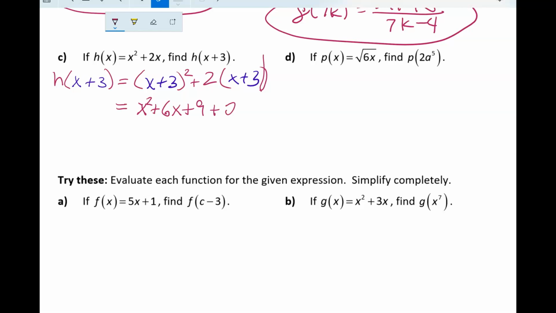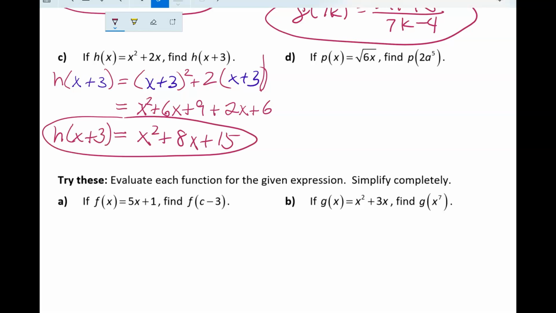Plus 2 times x plus 3. Now 2 can be distributed. Multiplication by 2 can be distributed to x plus 3, or multiplication can be distributed to addition. So that just gives us 2x plus 6. And now we just need to simplify by combining like terms. X squared plus 8x plus 15 is the value of h of x plus 3.